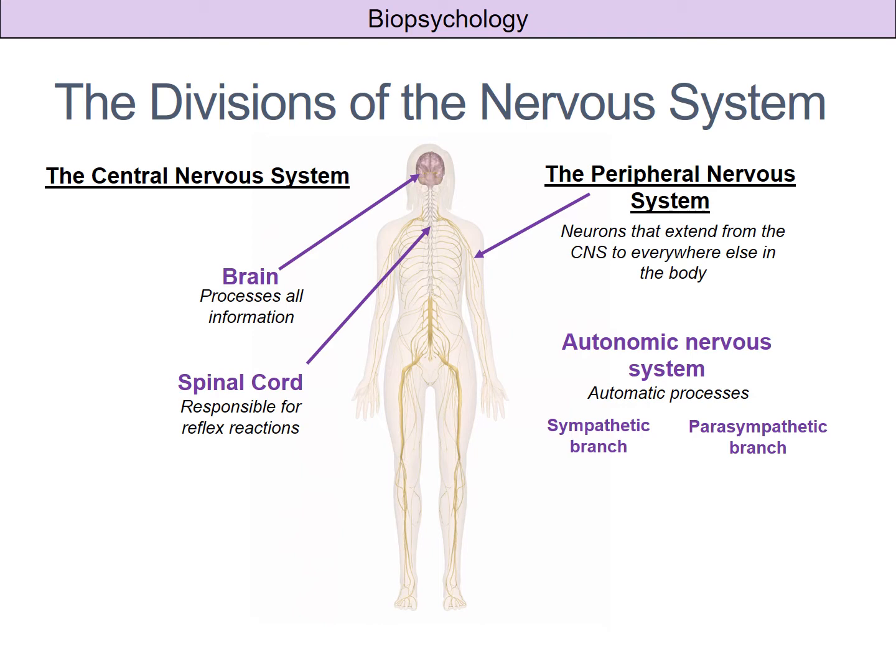The second part of the peripheral nervous system is the somatic nervous system, and this is responsible for movements, actions, responses which we voluntarily control. For example, moving your hand in the air because you choose to, that is part of the somatic nervous system.